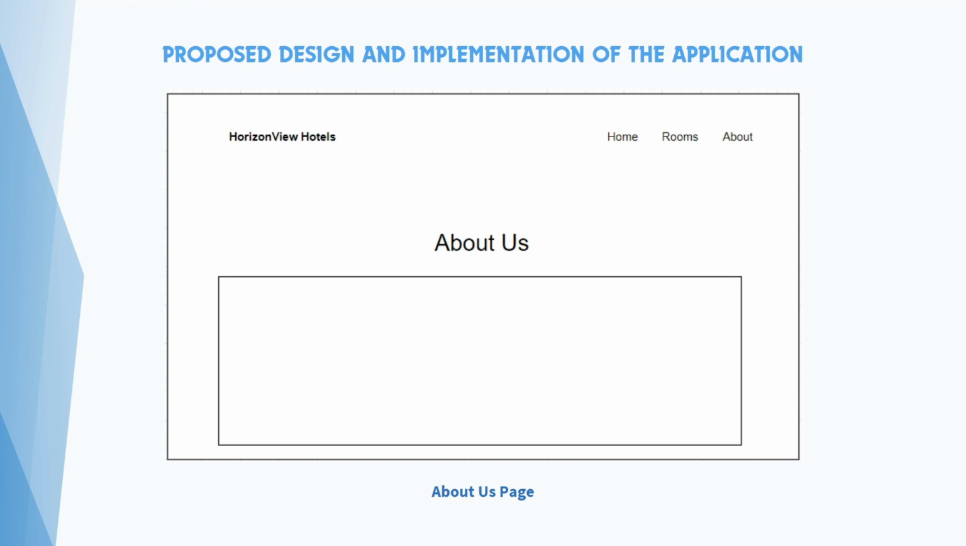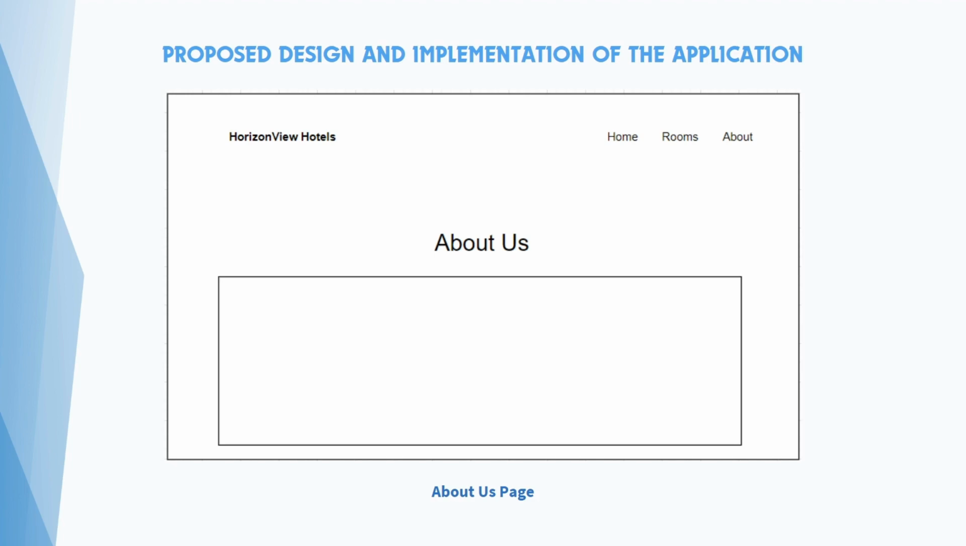As with the other pages, the top navigation bar includes links to home, rooms and about section, ensuring consistency and ease of navigation across the website. So the About Us page is essentially for giving users a sense of who we are and what we offer.